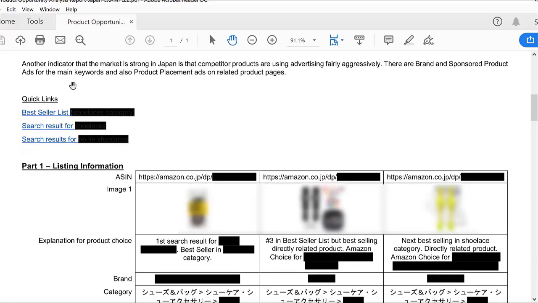And then we just have some quick links to the bestseller categories for the main category for this product, just so the client again can click it and see the category the product will be in and the kind of other products in there. And we've also got quick links to search results for the main search terms related to this particular product. So again, the client can click these and see the products that are showing up, so they can get an understanding of the depth of the market and also the level of competition.